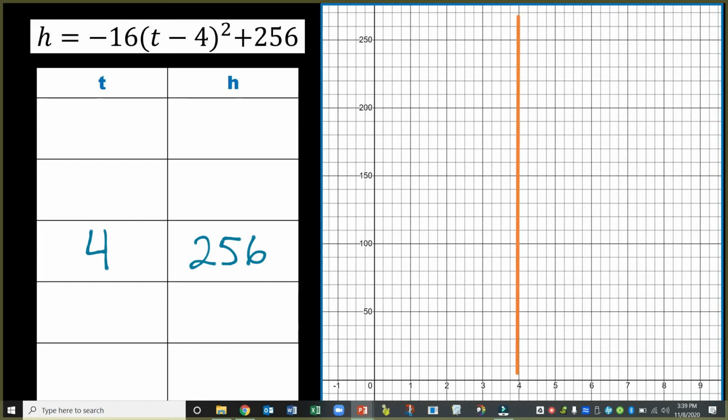I want to know what happens right before and right after the rocket reaches the vertex. So if it reaches the vertex at 4 seconds, what was going on at 3 seconds? And what was going on at 5 seconds? And I want to know what was happening right before that. So what was happening at 2 seconds? And what was happening right after that at 6 seconds? So to start with, I'm going to fill in the height when time equals 5 seconds. So that's going to look like this.